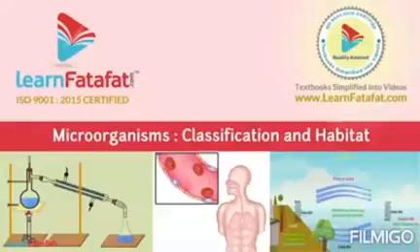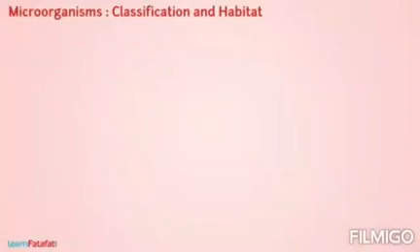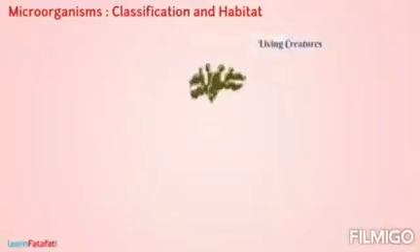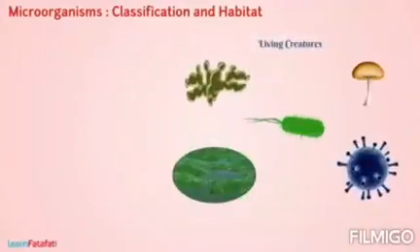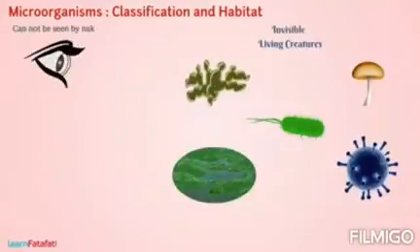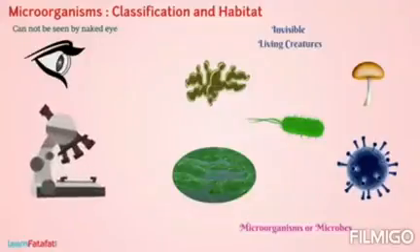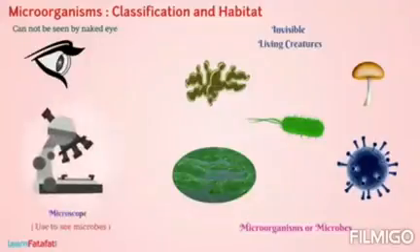Microorganisms, classification and habitat. Besides animals and plants, there is a world of living creatures that are present everywhere, but are so small that these cannot be seen by naked eye. These are called microorganisms or microbes. In order to see microorganisms, we use a special device called microscope.